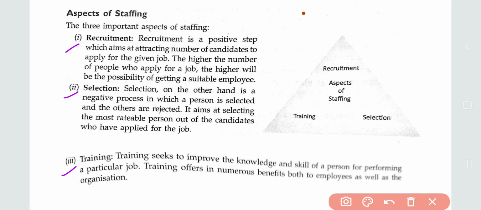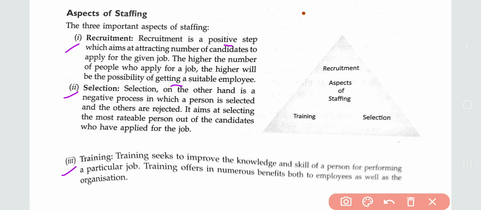So what is recruitment? Recruitment is the process through which you search for a prospective, suitable employee to fill your vacancy. You call for applications, you advertise, you ask people to apply. So it is a positive step, right? The higher the number of people, the higher the possibility of getting a suitable employee. So this is about your recruitment, searching for applicants or employees.